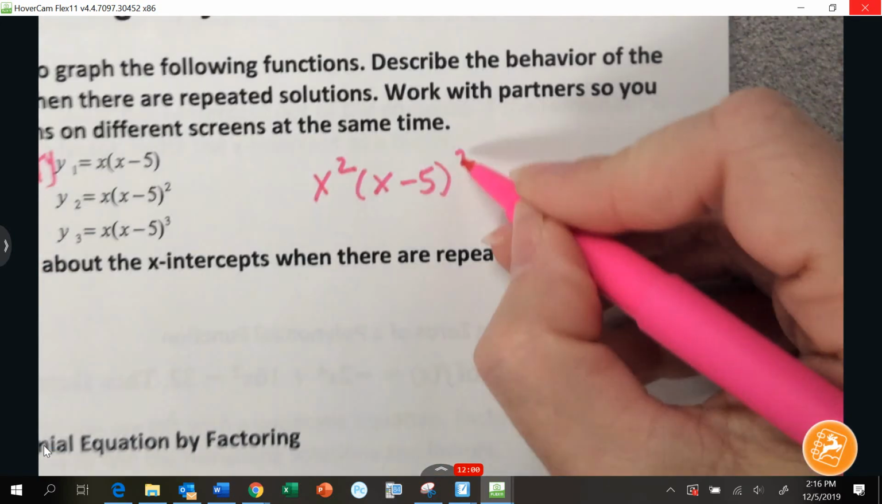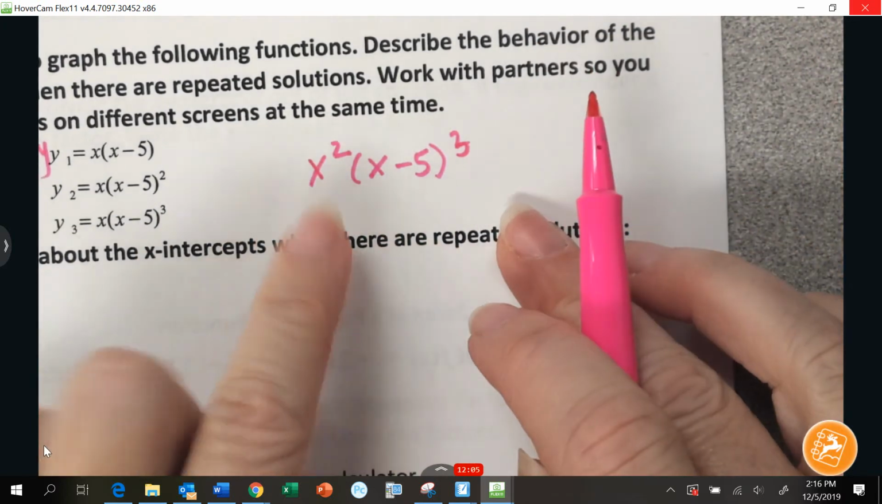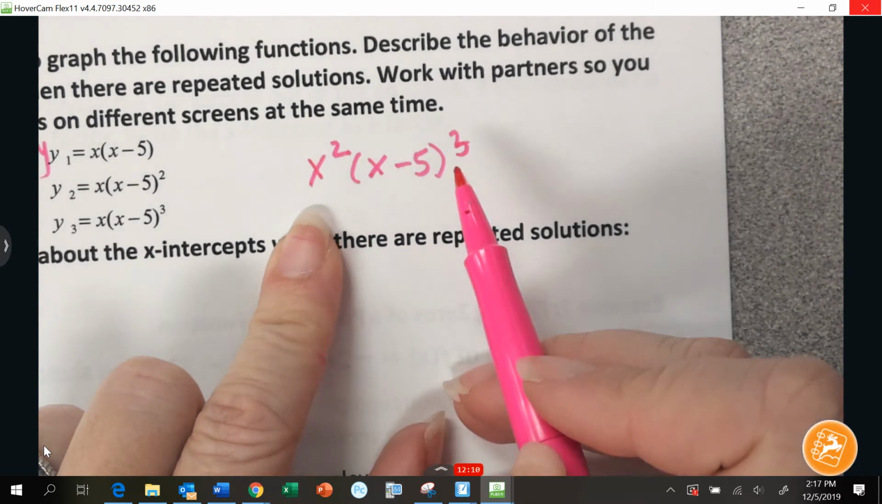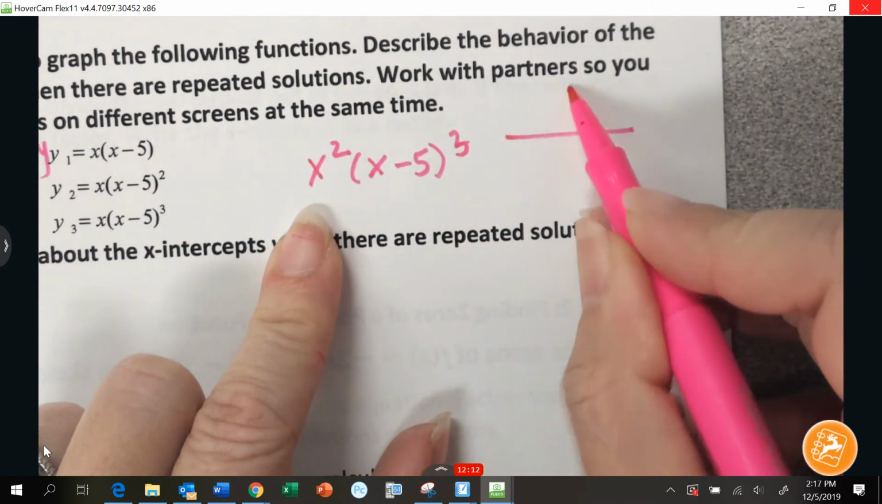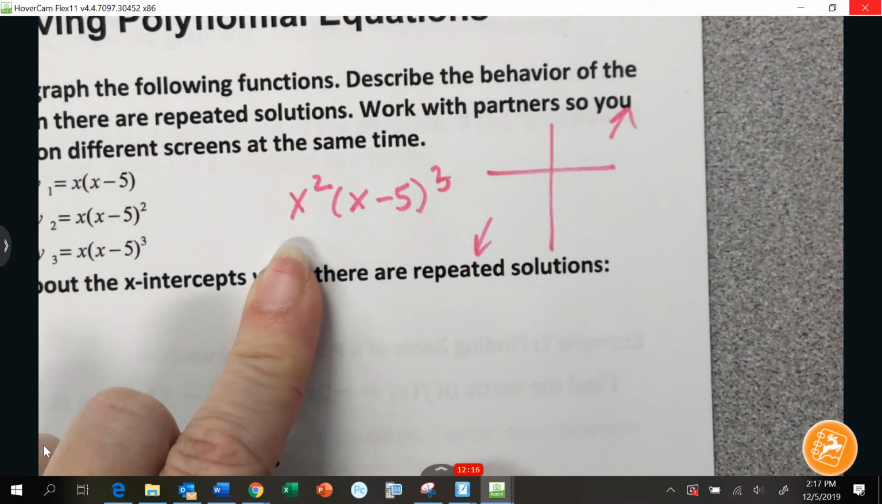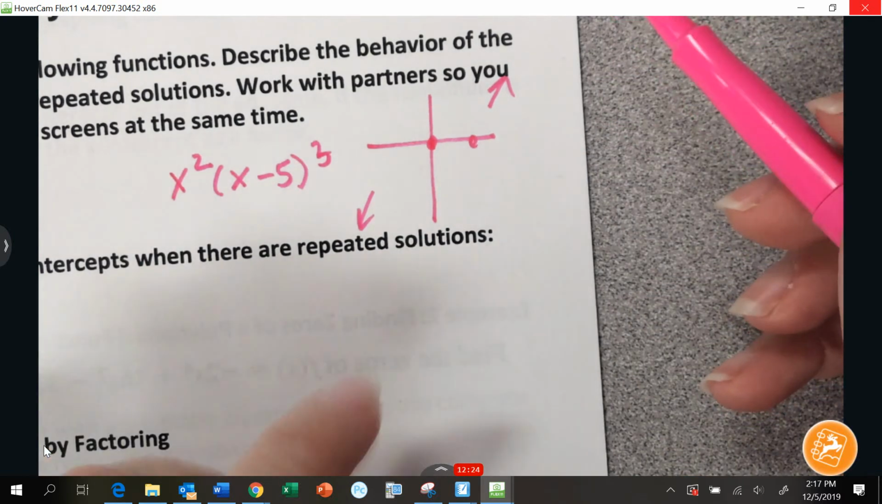This is cubic. What is the end behavior of this if the degree is 5? It's odd, so it's going to be like here and here. Now it has to hit x equals 0 twice, and it has to hit x equals 5 three times.